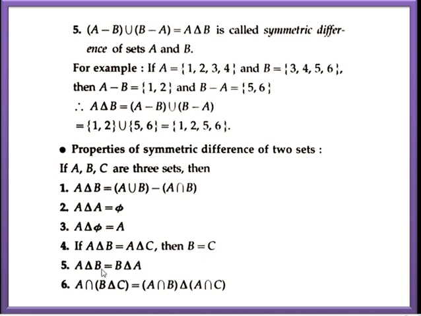What is A triangle B? It is B triangle A. And the sixth property, A intersection (B triangle C) is (A intersection B) triangle (A intersection C).